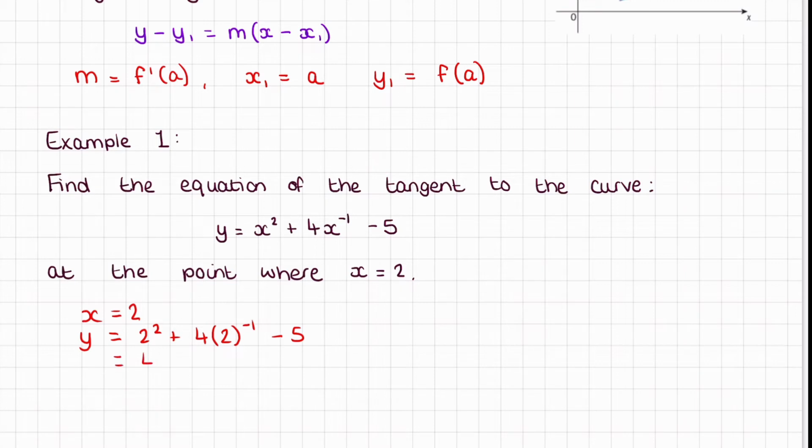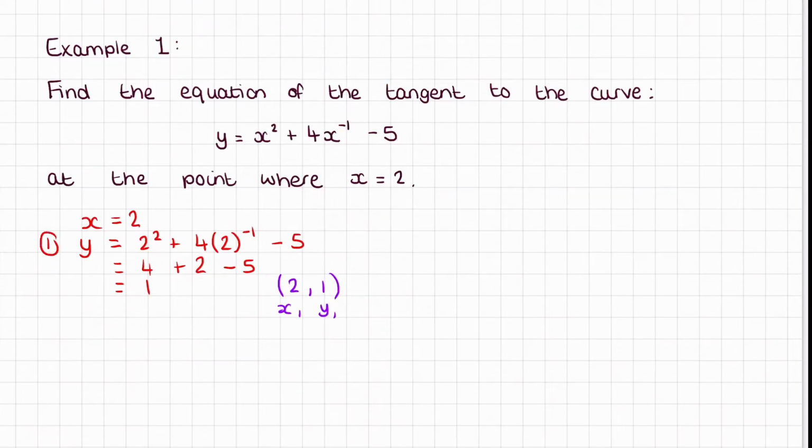Simplify this, we'll get 4 plus 2 minus 5, which equals 1. So our original point was (2, 1), and this will be our x1 and our y1. Second step, we want to find m, which is the gradient at the point where x equals 2.